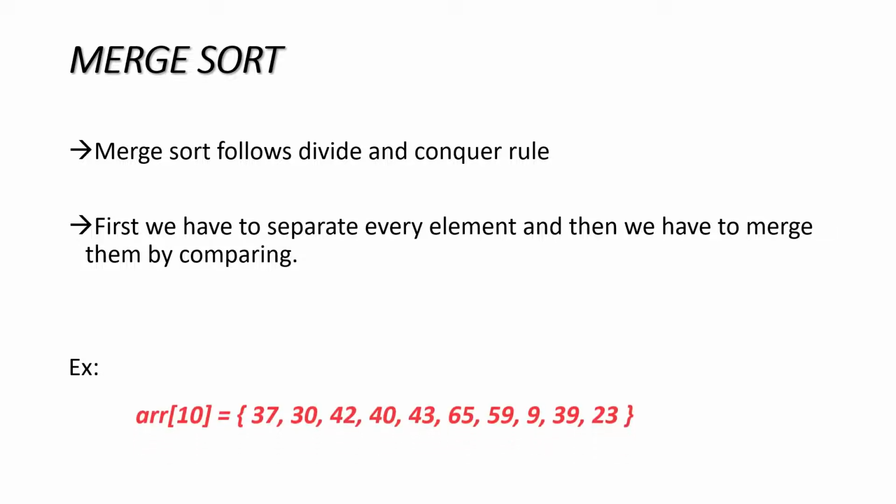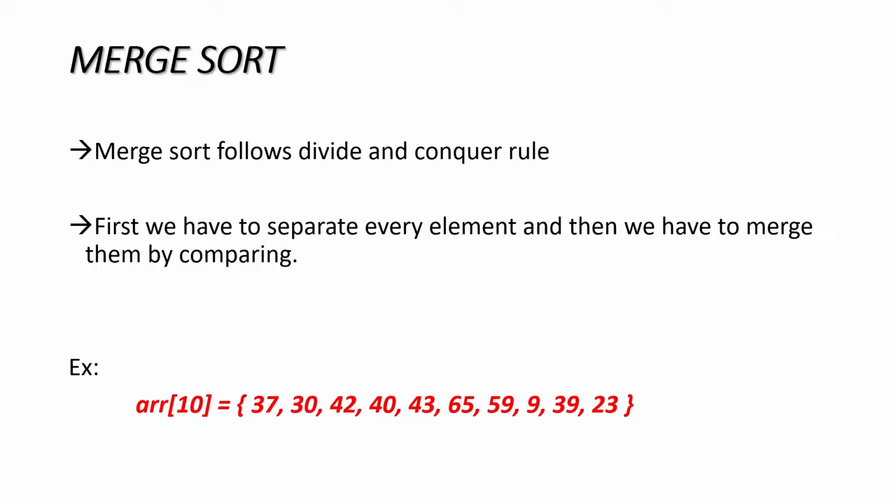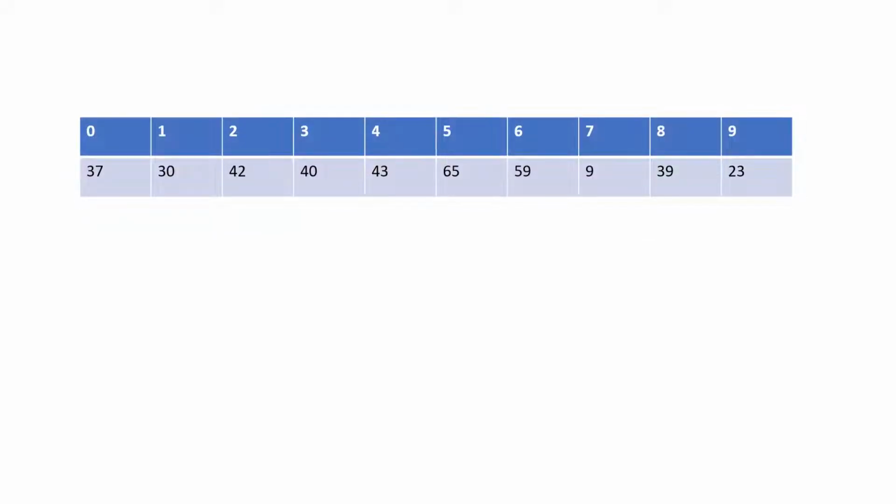An array named ARR with a maximum size of elements: 37, 30, 42, 40, 43, 65, 59, 9, 39 and 23. Let us sort the above example using merge sort. So, here is the memory allocation of the elements in the array. In the index 0 to 9, the elements 37, 30, 42, 40, 43, 65, 59, 9, 39, 23 are stored respectively.